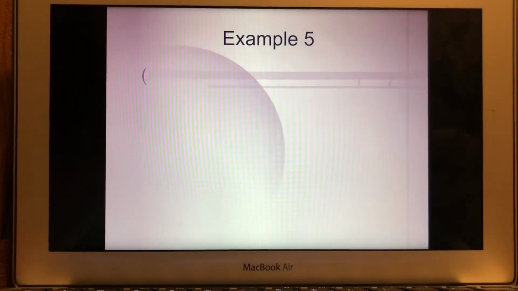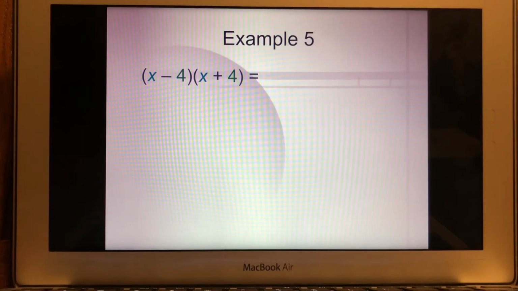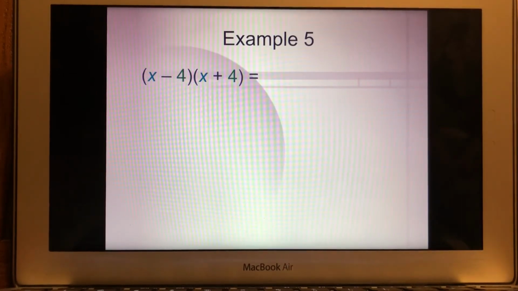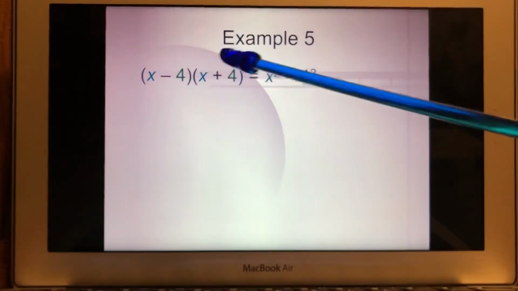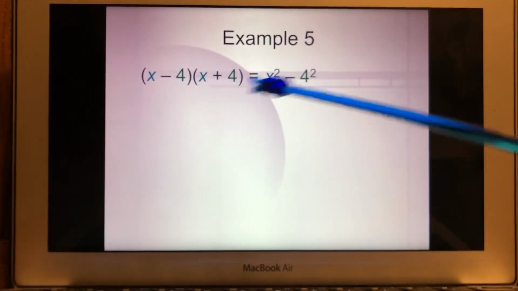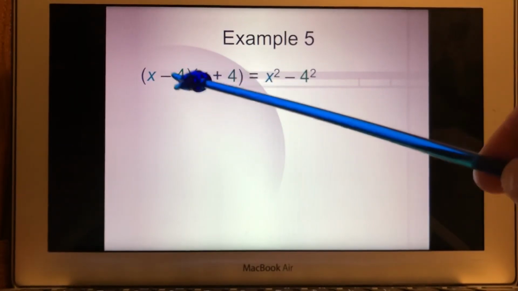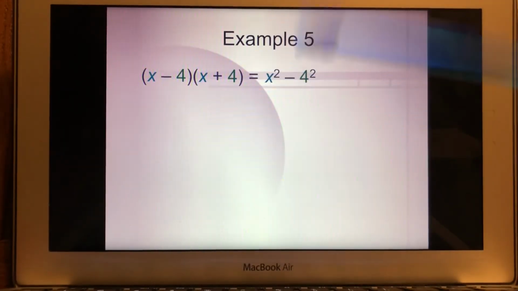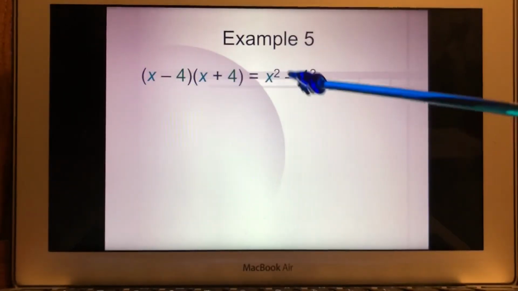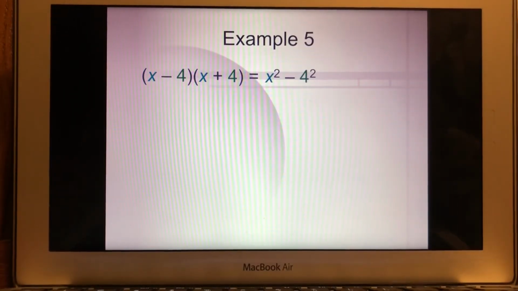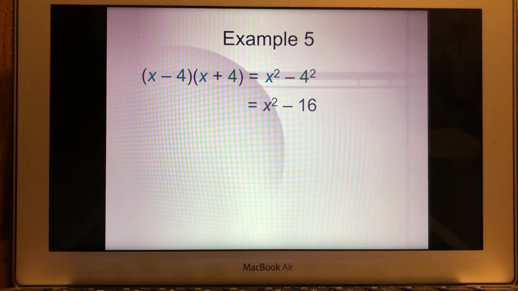All right, let's take a look at another example here. Let's say we have x minus 4 times x plus 4. So this is basically the first term squared, x squared, and then the last term squared, 4 squared, okay? And it's the difference between those two. So this is x squared minus 16.